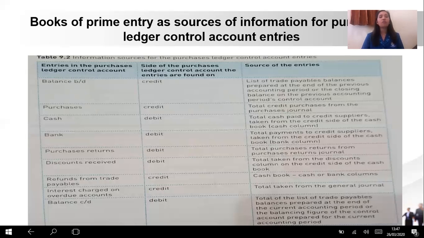Book of prime entry as source of information for purchase ledger control account. This is for the purchase ledger control account. So if we see from our book, the BAL BD is credit, purchase is credit, cash is debit, bank is debit, purchase return debit, discount received debit, refund from trade payable credit, interest charge on overdue account credit, and the BAL CD, of course, on the debit side. Remember, BAL BD is on the credit side for the trade payable, increase on the credit side and decrease on debit side. So it's kind of the opposite.